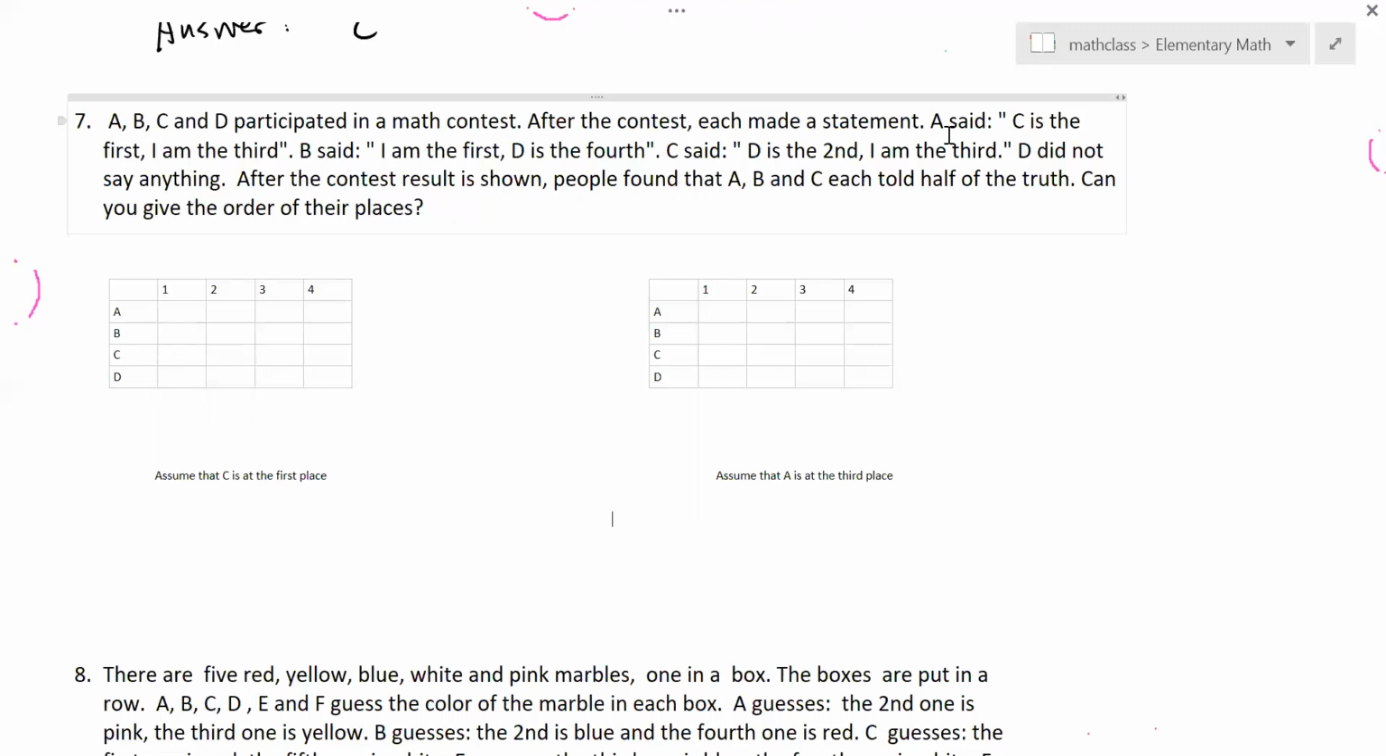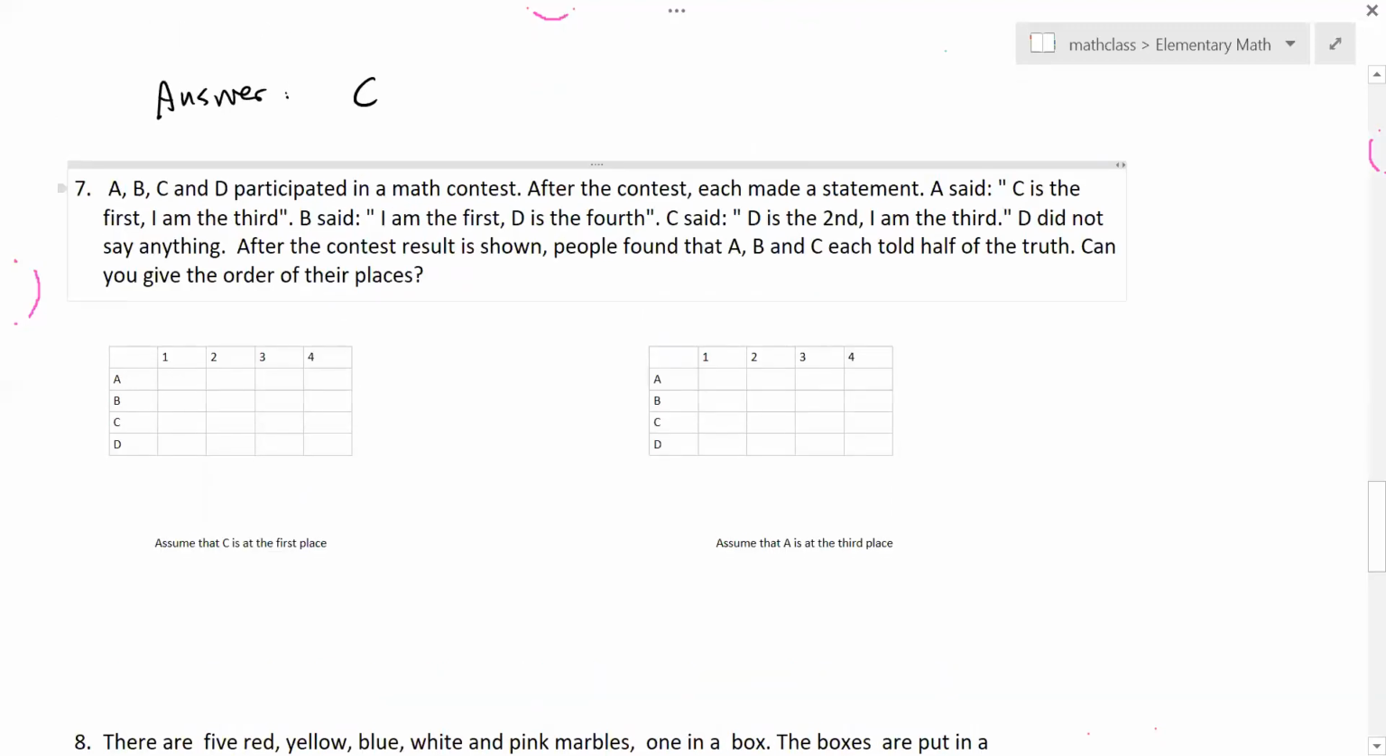Don't be confused, okay. So this is a difficult problem. Let me show you how to start, okay? There are just too many statements there. So what I'm going to do is look at a statement by A, okay? A says that C is the first, I'm the third. We were told that A, B, C each told half of the truth. So one sentence, two statements made by A. C is the first, I'm the third.